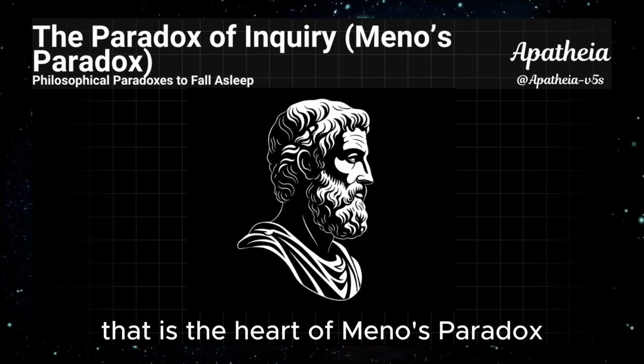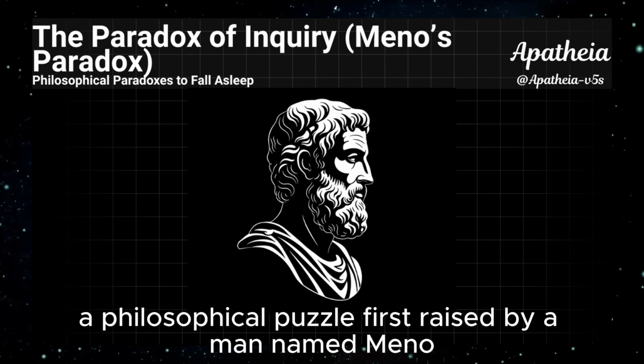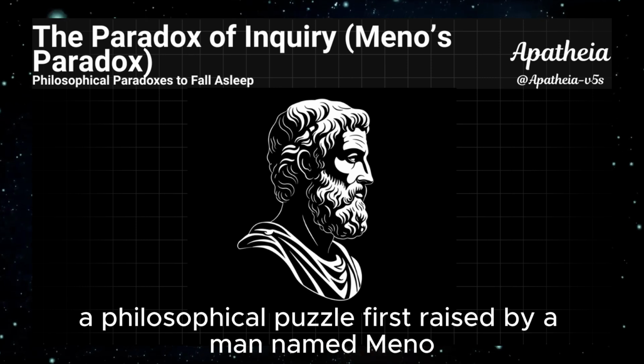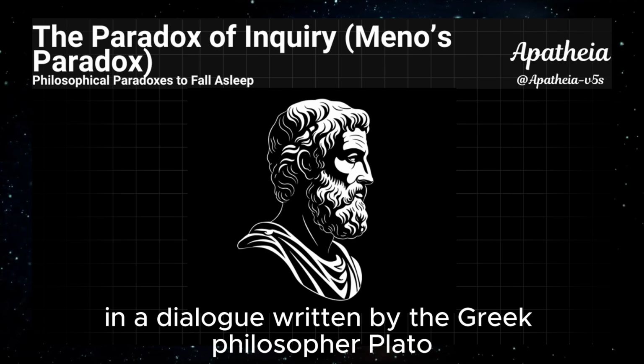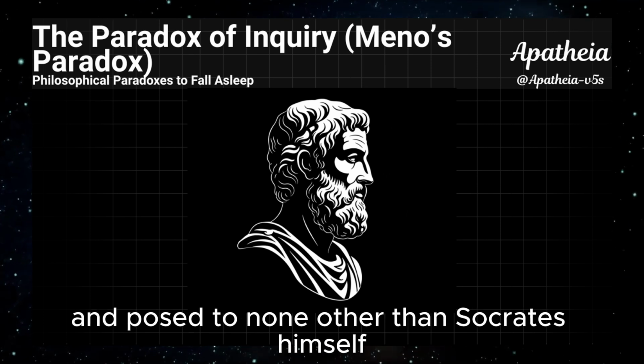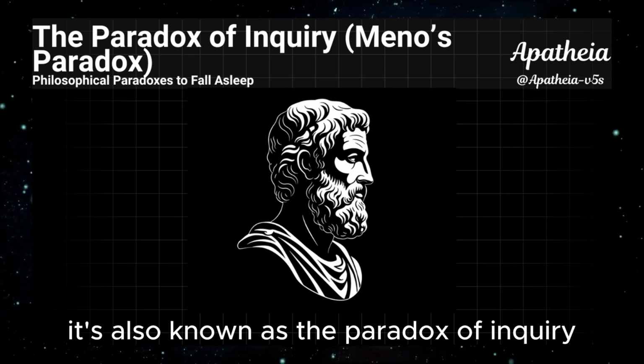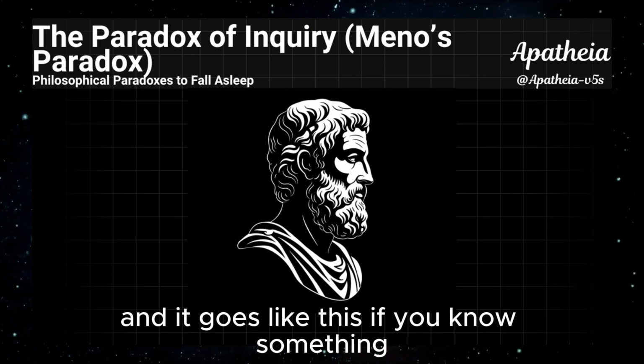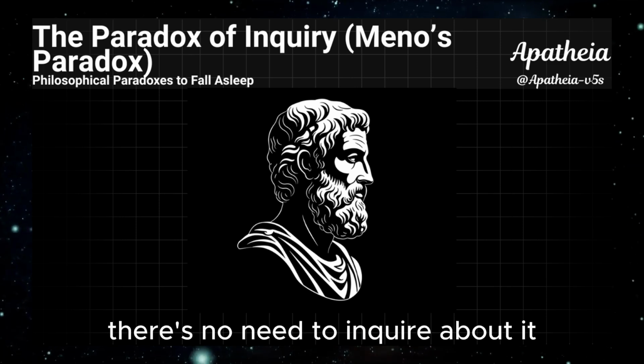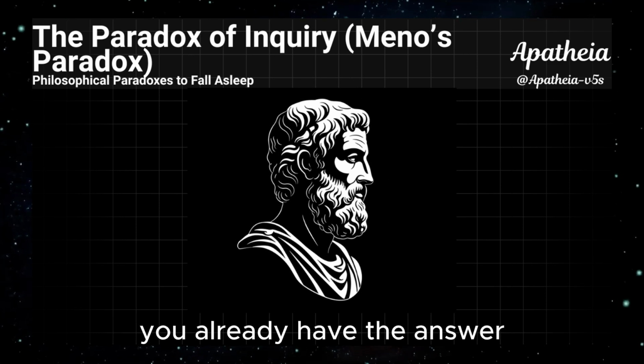That is the heart of Meno's Paradox, a philosophical puzzle first raised by a man named Meno in a dialogue written by the Greek philosopher Plato and posed to none other than Socrates himself. It's also known as the Paradox of Inquiry, and it goes like this. If you know something, there's no need to inquire about it. You already have the answer.